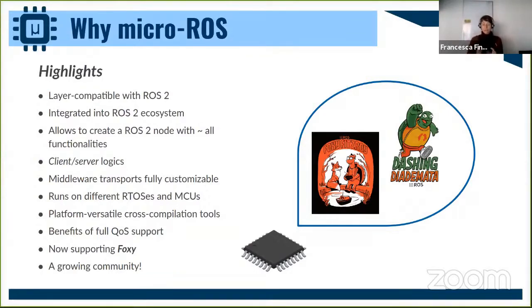It can benefit from the full range of quality of services that is offered by ROS2. And also, we are constantly working to be up to date with the latest version of ROS2. At the moment, we support Foxy, and we are also preparing a rolling release for 2021. Finally, we can count on a growing community of users who are actively participating in the development, the porting of new platforms, and crucially in our monthly embedded working group meetings.